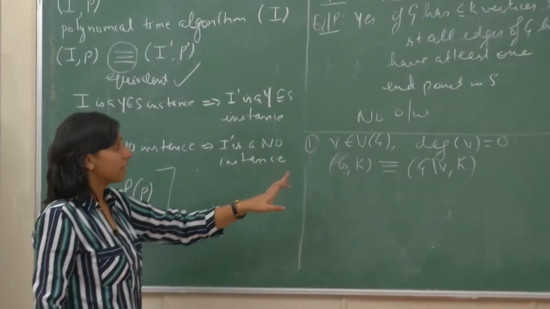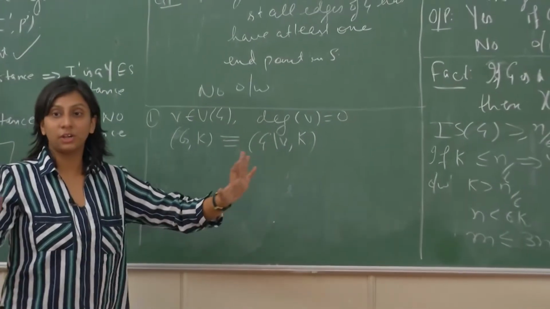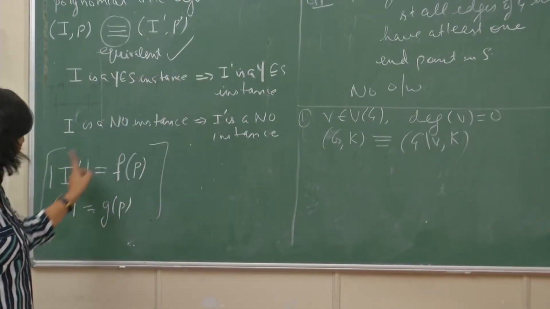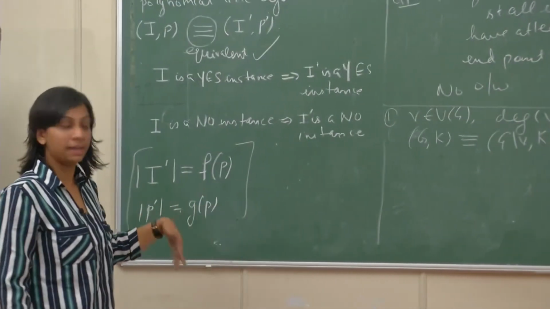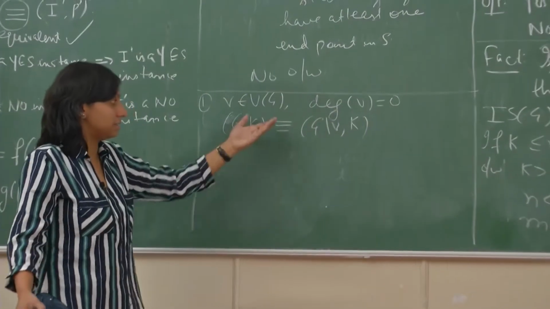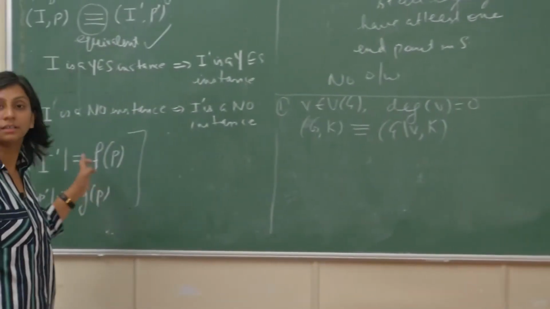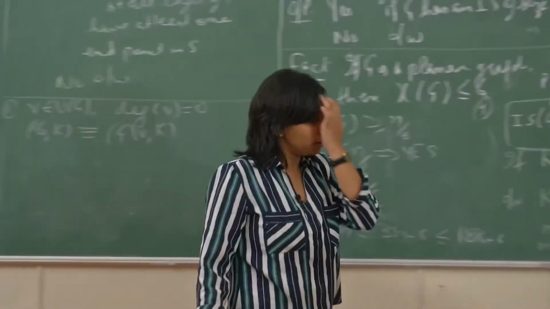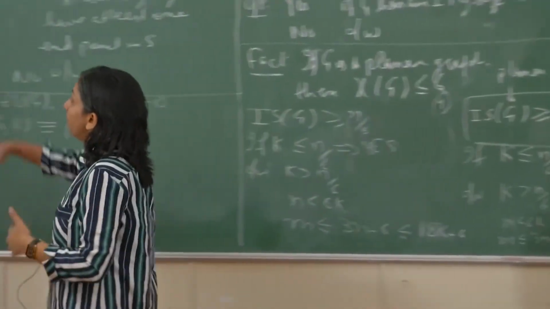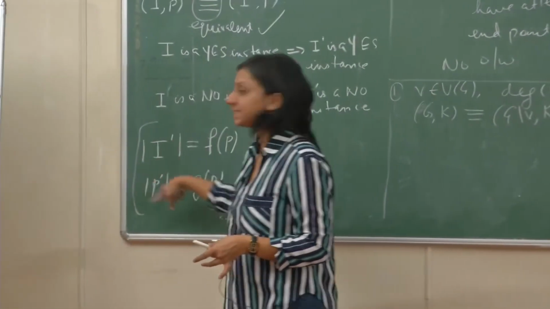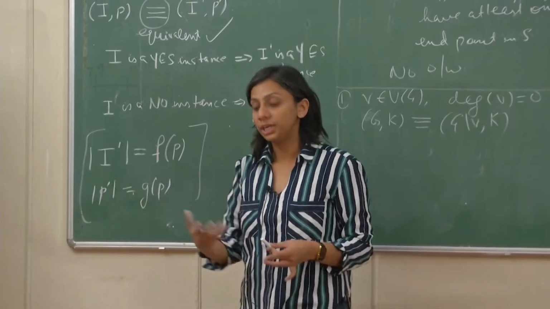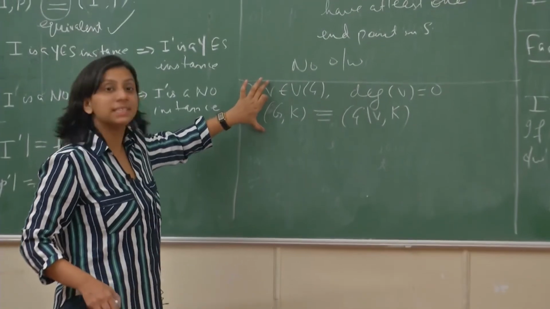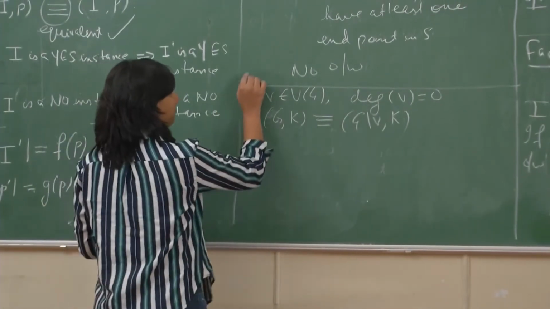But note that if I just do this, I have just proved this property that they are equivalent instances. I have not really proved this. Maybe after deletion of this isolated vertex, it's not clear why the size of G should be bounded by the parameter, right? So usually when we do kernelization, to achieve this kind of a bound, we call such a thing a reduction rule, okay?